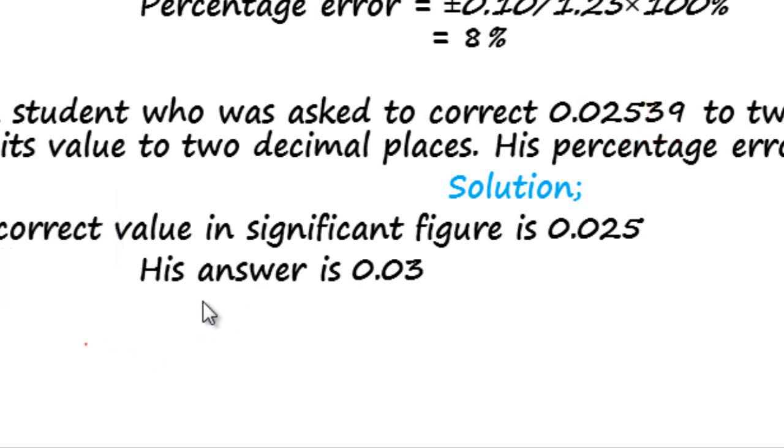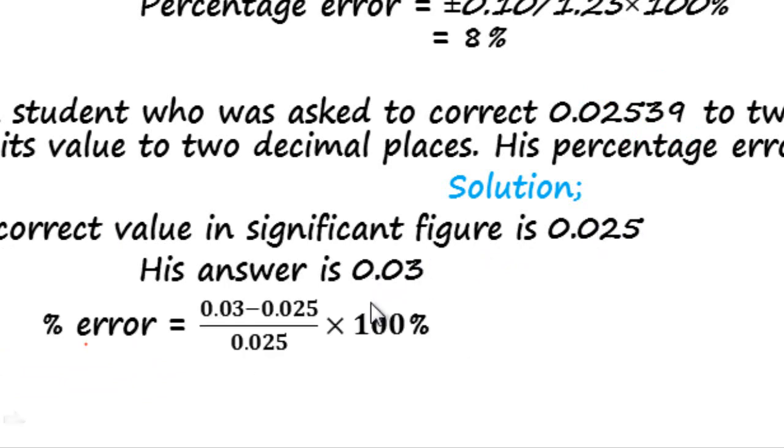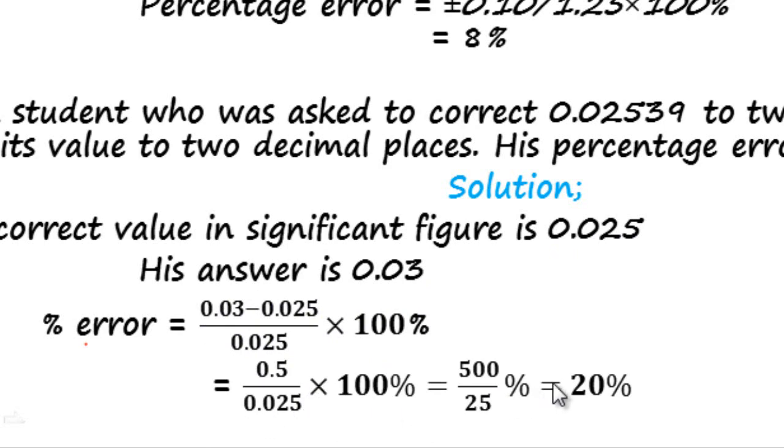Now, having done that, what will be the error? The error will be the difference between the number he's supposed to get and the one that he got. Now, what is it going to be? The percentage error will now be the difference between the number he's supposed to get and the number he got, which is 0.03 that he got minus 0.025, divided by the actual answer. Are you seeing it? Times 100, which is now going to be, when you calculate your mathematics, 20%. This is the error of the guy.